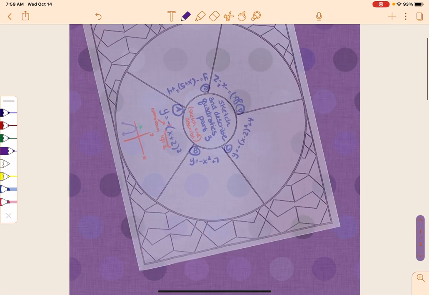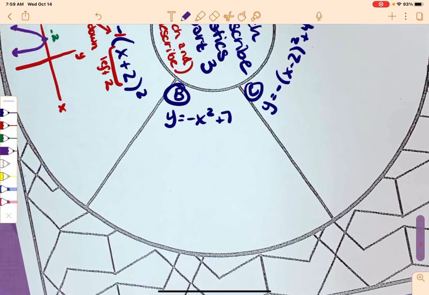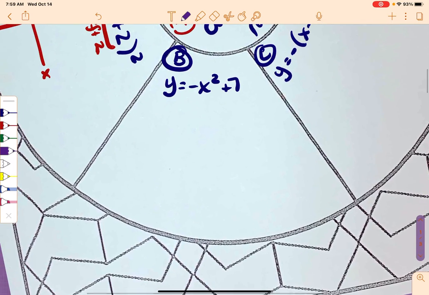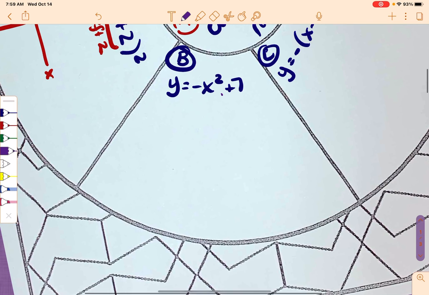Okay, I'm going to turn this. Here is my next one. y equals negative x squared plus 7. So if I'm going to look at what's happening here, that plus 7 on the end means it's going to go up 7. There's no number in a parentheses with the x, so it doesn't shift left or right. But if you notice there's a negative out here, so I would assume that's a negative 1. That means it's going to open down.